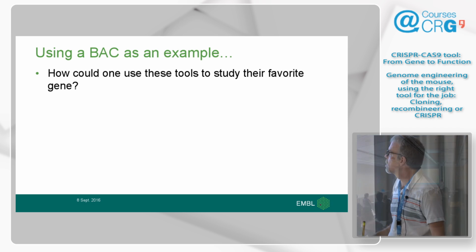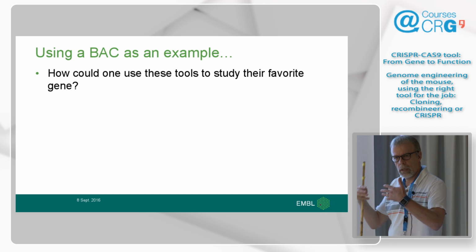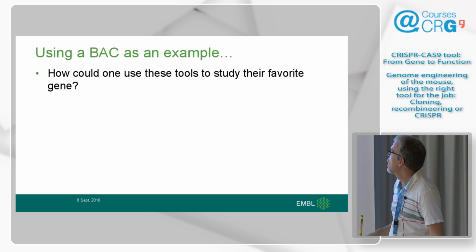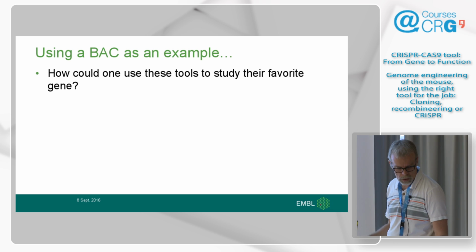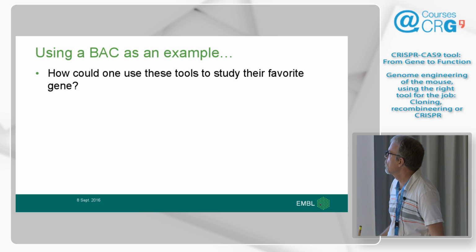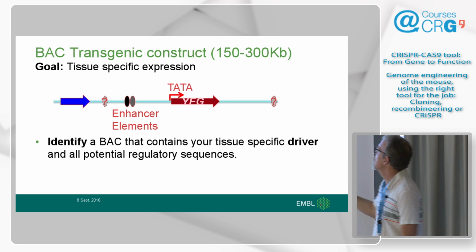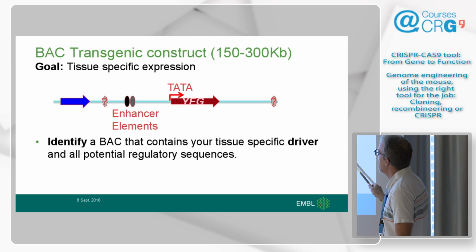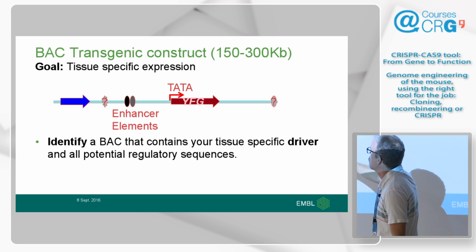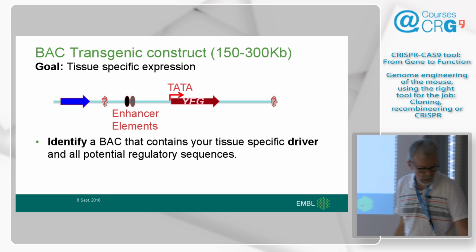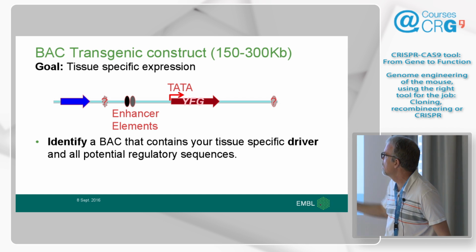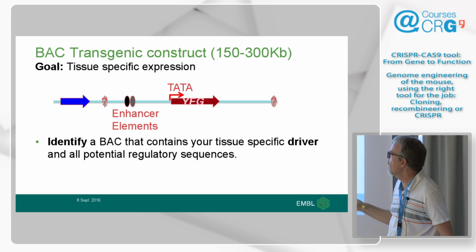Okay, I wanted to use a BAC as an example of the type of constructs you can do. This is going to be kind of quick and dirty, without me going into the details of how you do it, and that's what we'll get into next. So how could you put these tools together to study your favorite gene? Again, we're back to a BAC, a very large construct. We have maybe some genes or some sequences downstream and upstream that are important for expression. So we want tissue-specific expression of our gene, and so we find the BAC.